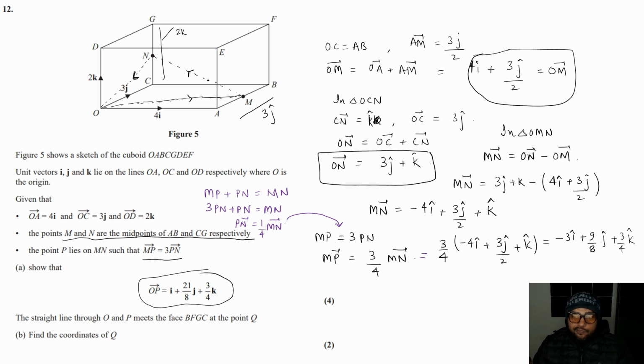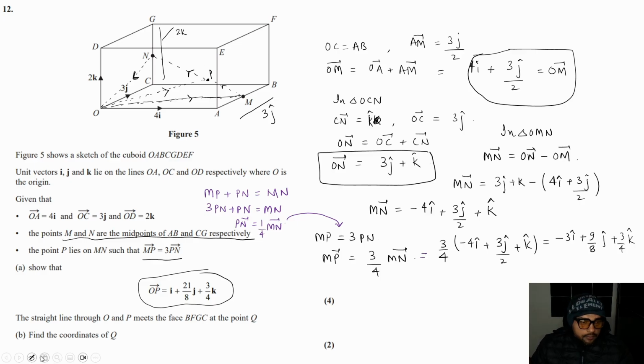I'll be joining it here, so don't get confused, students. I have taken a certain point P here. In the triangle OMP, if you are able to visualize it, what will be the value of OP vector? OP vector will be equal to OM vector plus MP vector. I'm using the triangle law of vector addition, students.